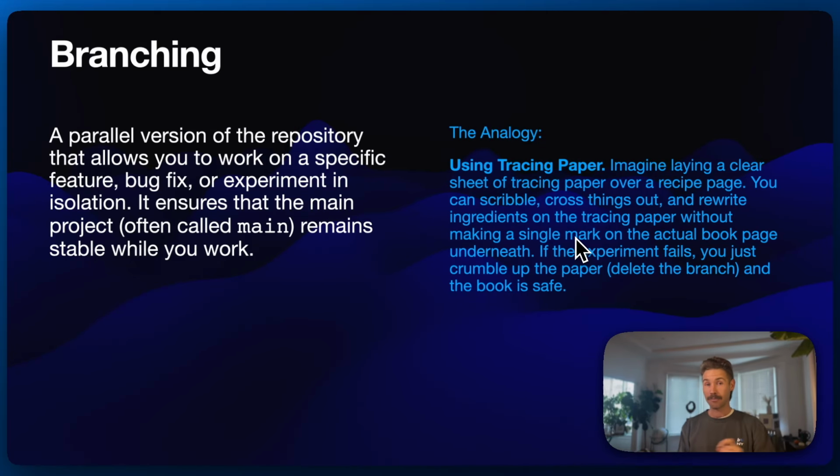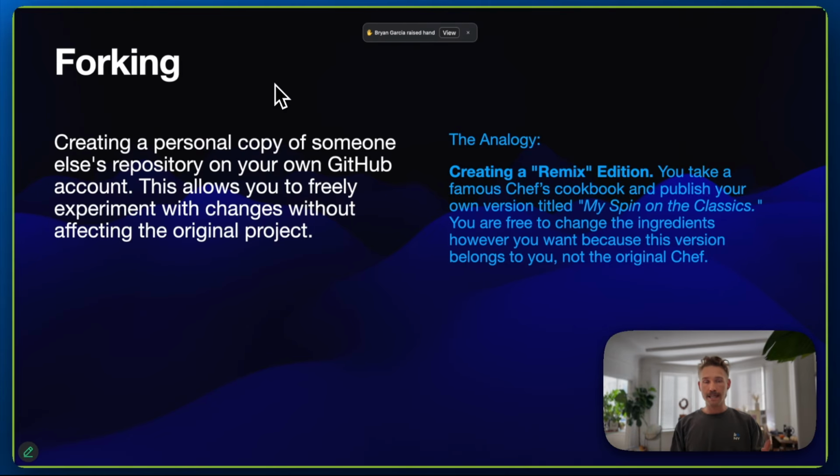You can outline and copy everything, make changes to that if you want, and then you can merge that back into the cookbook if you want. But if you don't like those changes, if they don't work out, you can always scrunch them up and get rid of them.